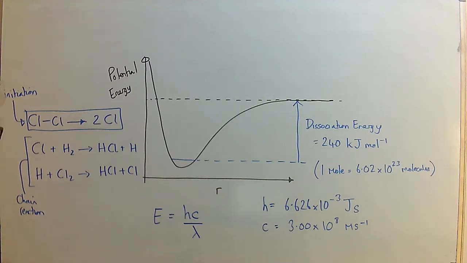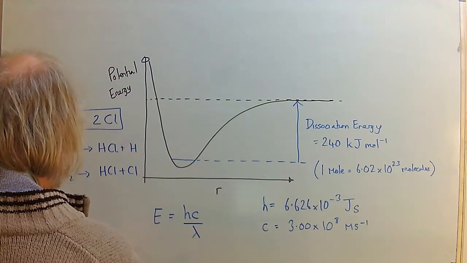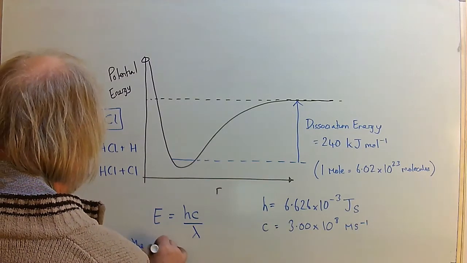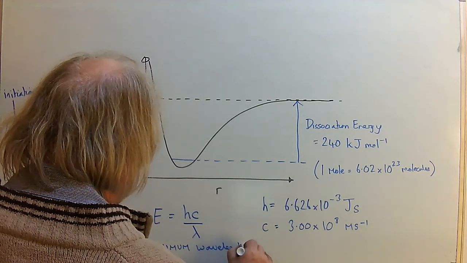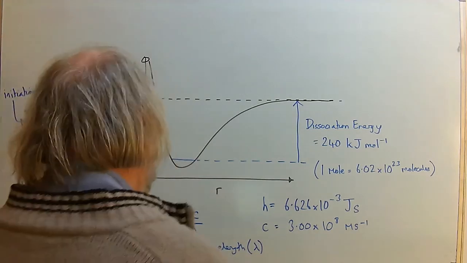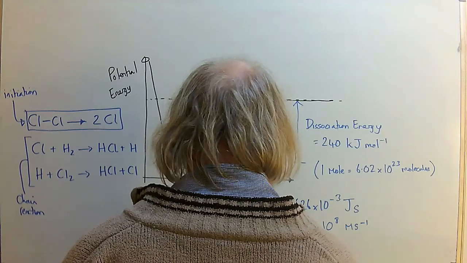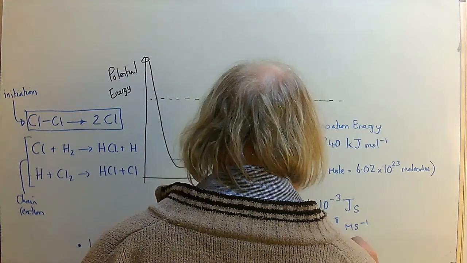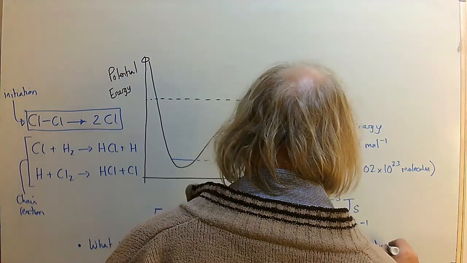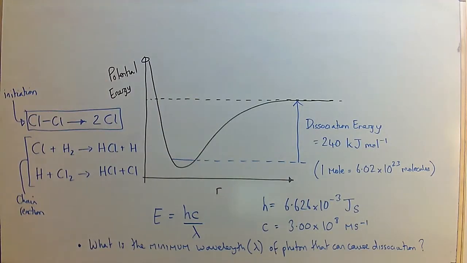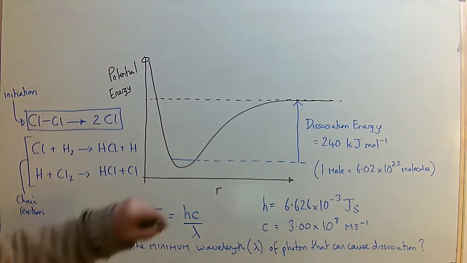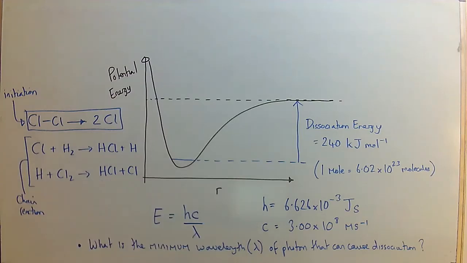So the question that you've got to work out is, what is the minimum wavelength, which is lambda, of photon that can cause dissociation? Okay, so take a minute, see if you can work that out using these numbers. Work out how much energy has to be delivered by a single photon to break apart a single molecule like that using these equations.